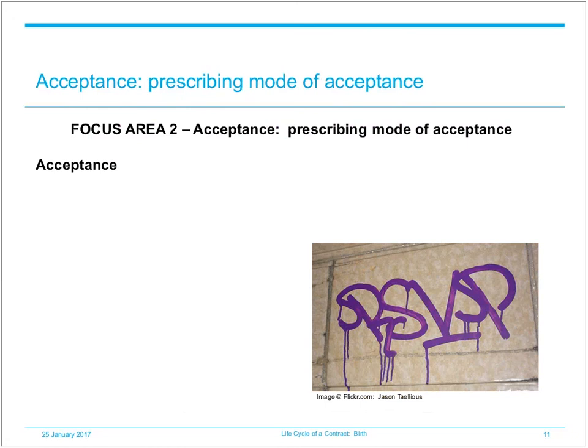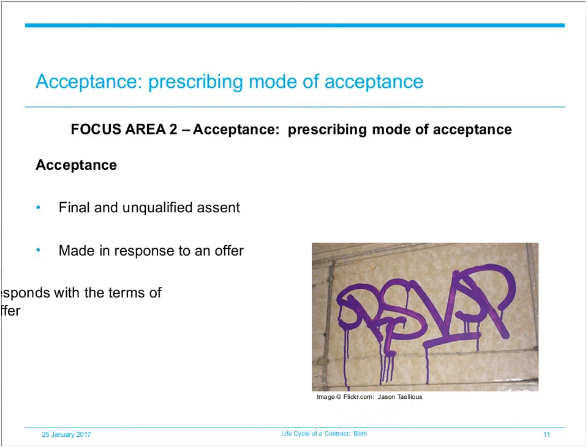To recap, acceptance must be a final and unqualified assent to an offer. It is made in response to an offer, and, to be effective in creating an enforceable contract, it must correspond exactly with the terms of the offer, with no variation of the terms.